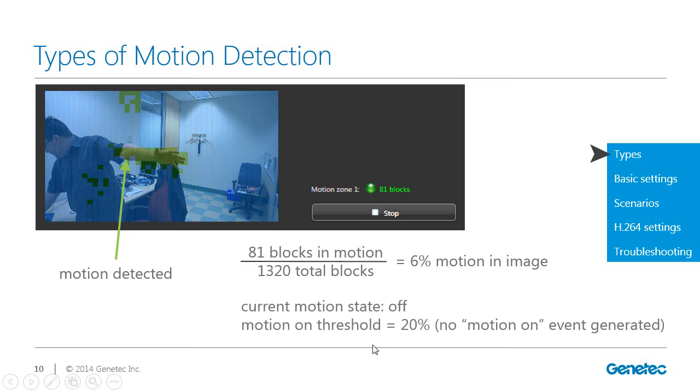Events are generated when the motion percentage passes through either the motion on or motion off threshold, and there's a change in the current state. Let's take a look at a motion graph to make this maybe a little bit more clear.